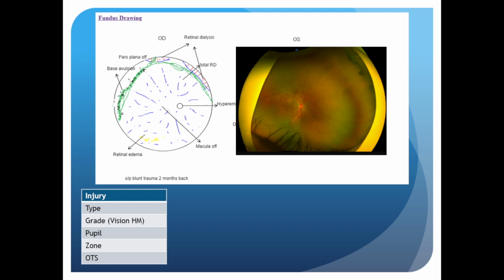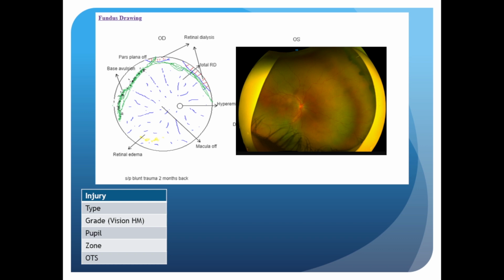Grade: the vision is hand movement, so grade 4, sir. Pupil? There was no RAPD. Okay, and zone 3 you told. Zone 3, sir. So can you tell the ocular trauma score from the other details? You have to calculate.